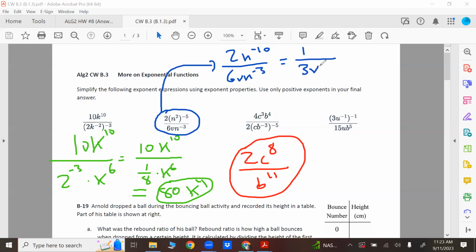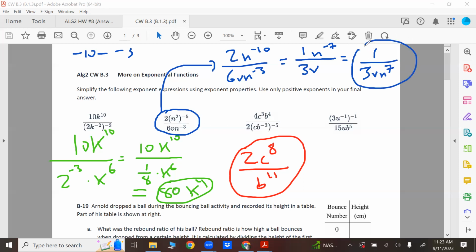You have a v here. And the v's in the bottom too. I'm sorry. Yeah, I didn't follow your work correctly. Now, the part that's a little tricky is n negative 10 over n3. So if you subtract those two, what's negative 10 minus negative 3? So it'll be n negative 7 up top. But we don't want negative exponents, so the final answer should be 1 over 3v n 7.